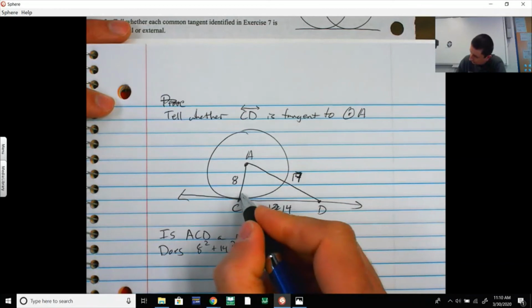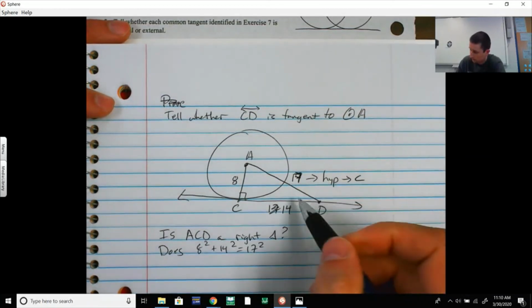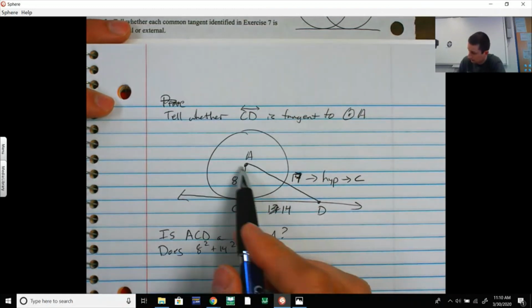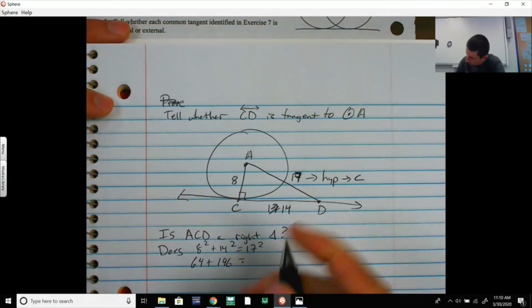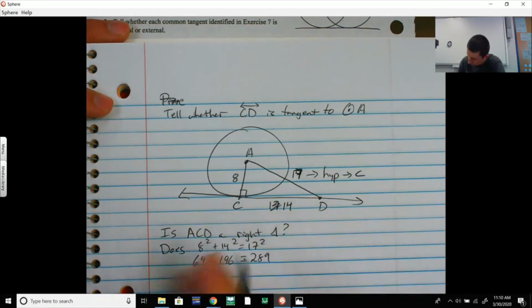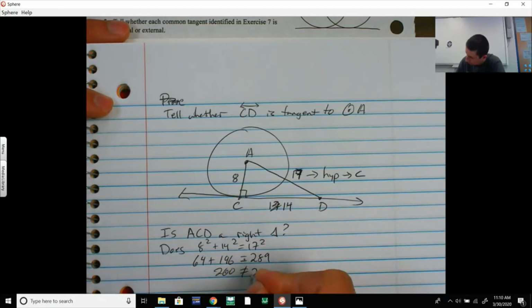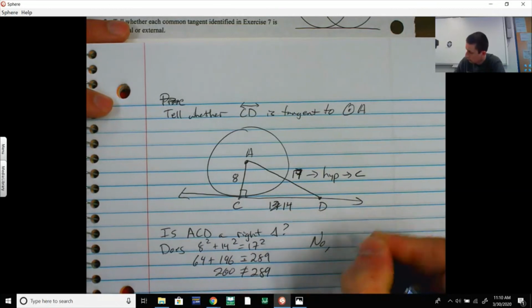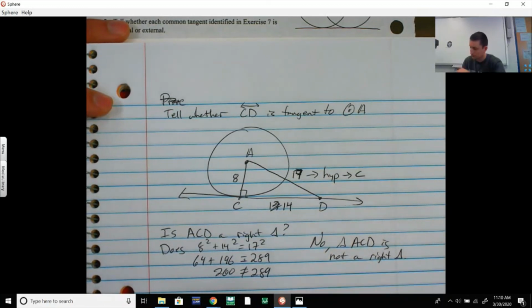Okay, this is the right angle. This needs to be the hypotenuse. So that means it's the C value. So A and B can be either one, but this has to be the C value. So does 8 squared plus 14 squared equal 17 squared? Well, that's 64 plus 196, and that is 289. Well, 64 plus 196 is 260. That is not equal to 289. So the answer is no. Triangle ACD is not a right triangle.